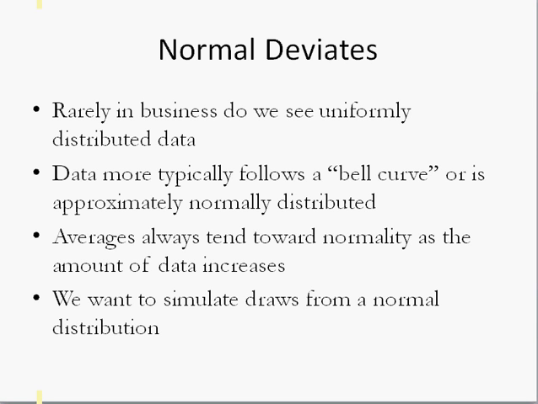Okay, so we just did an example of flipping coins using the random function in Excel. So now we want to extend those random deviates to using the normal distribution, because it's pretty rare we actually see uniform distribution. Normal or bell curve data is more typical. And so we want to simulate draws from a normal distribution.